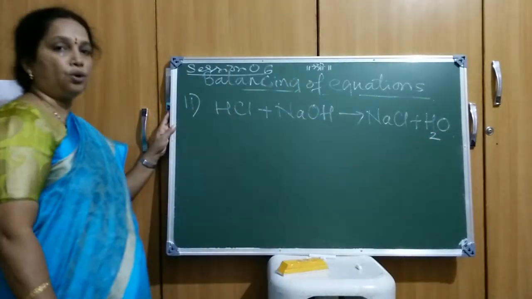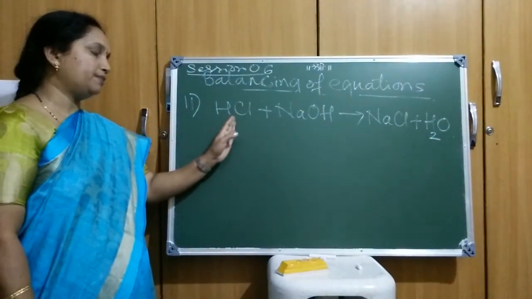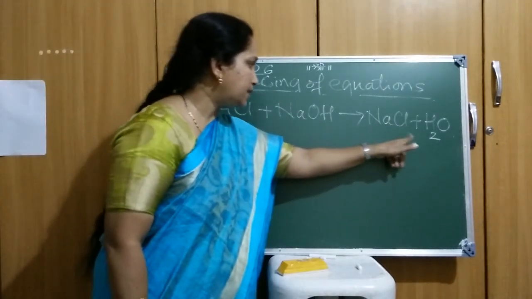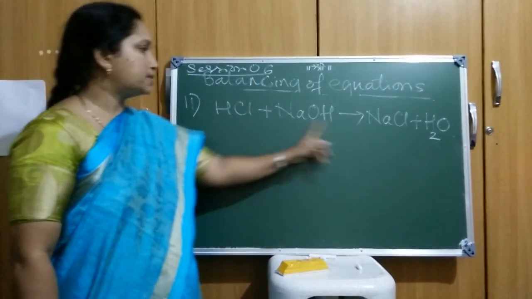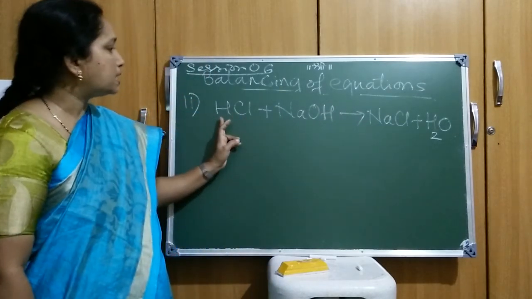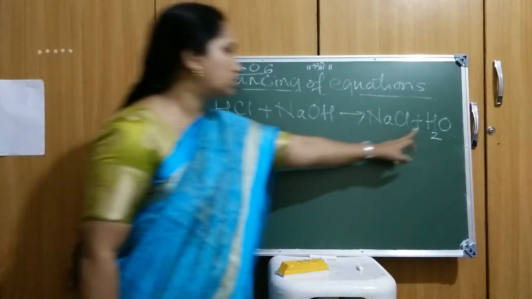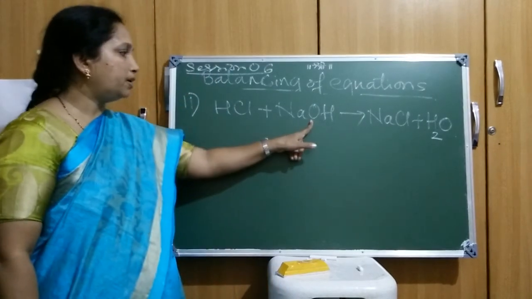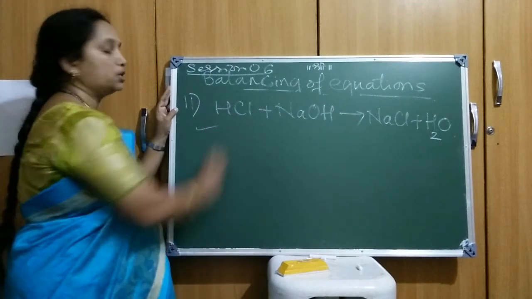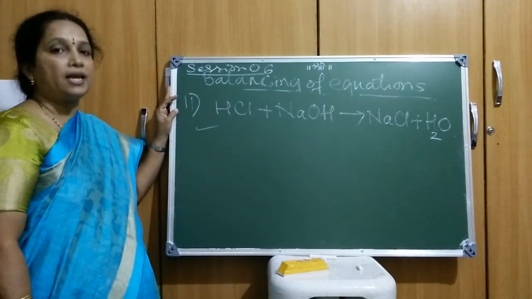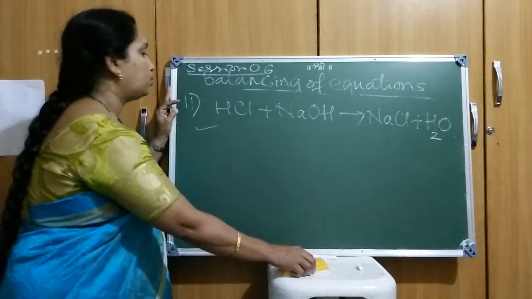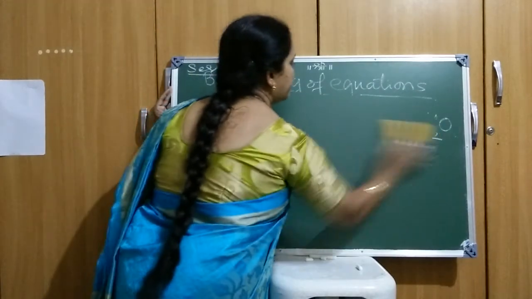Okay, if you observe, as I've told, observe the reaction carefully. HCl, NaOH, right hand side NaCl and H2O. One Na is there, one Na is there, one chlorine, one chlorine. Hydrogen, one hydrogen here, one hydrogen here, so 2 hydrogen, and only one oxygen and one oxygen. That means the reaction is already balanced, no need to balance the equation. So you have to examine first the given reaction and then go for the balancing. Okay, so we'll move on to the next example.